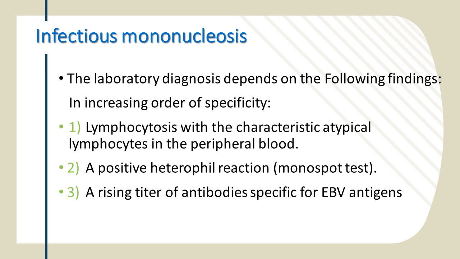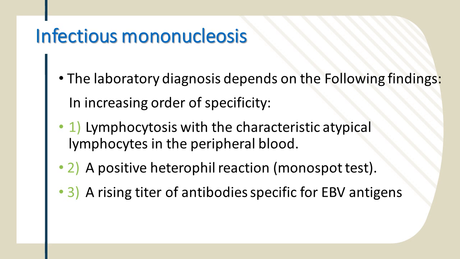The laboratory diagnosis depends on the following findings. In increasing order of specificity, first, lymphocytosis with the characteristic atypical lymphocytes in the peripheral blood. Secondly is the presence of a positive heterophile reaction, which is also called a monospot test. The test relies on the agglutination of horse erythrocytes by heterophile antibodies in patient serum. Heterophile means it reacts with the proteins across species lines.